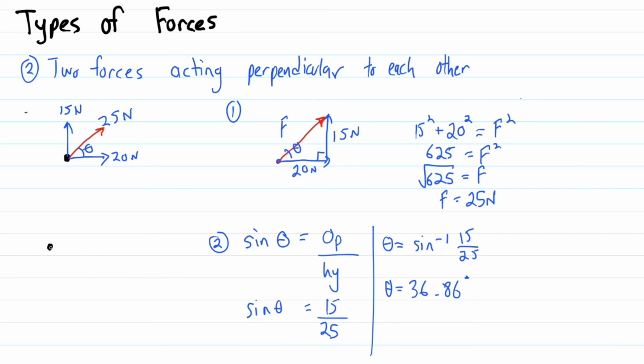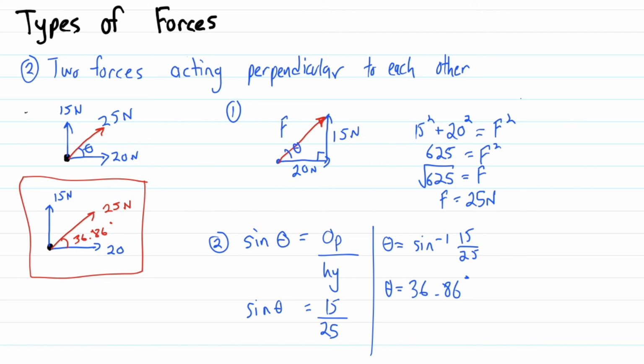So this means that the complete diagram will look like this. We have an object which is being pulled vertically up by 15 Newton, horizontally by 20 Newton, and it will have a resultant force of 25 Newton with an angle of 36.87 degrees from the ground. And hence we have completed the diagram.